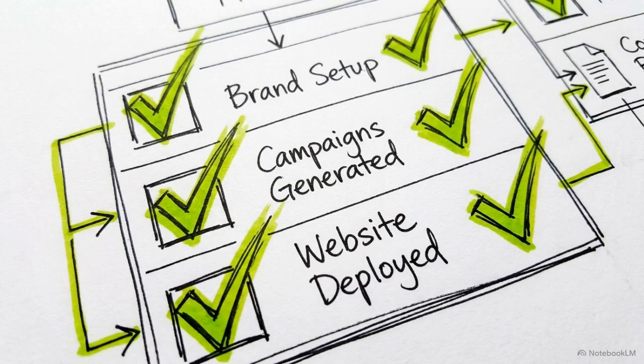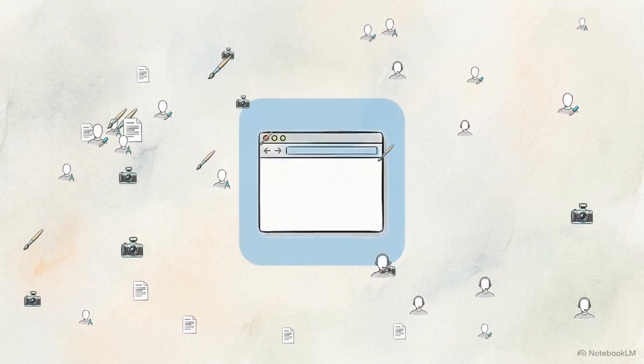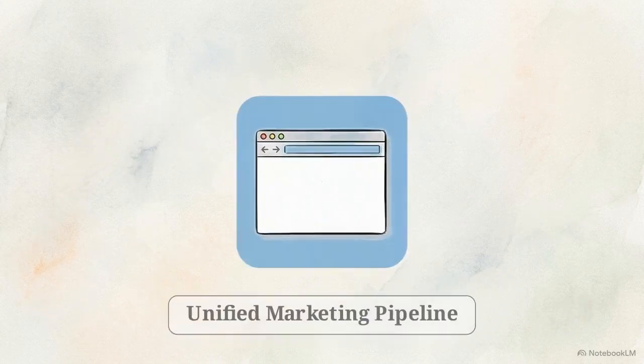Mastering these hidden AI integrations is the new baseline. For any modern business, consolidating these fragmented creative tasks into a single browser tab is what makes high-volume marketing sustainable.